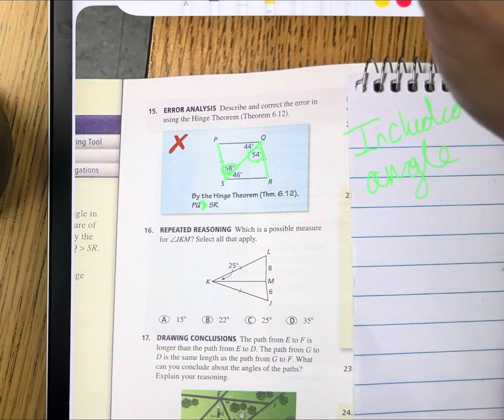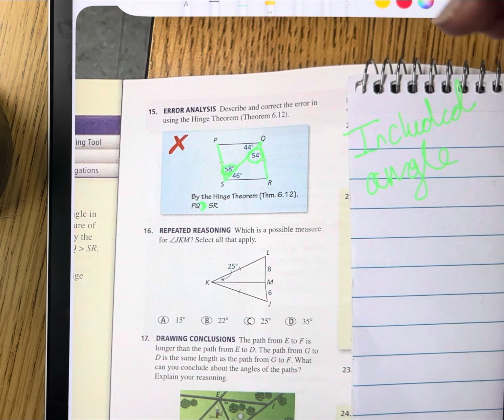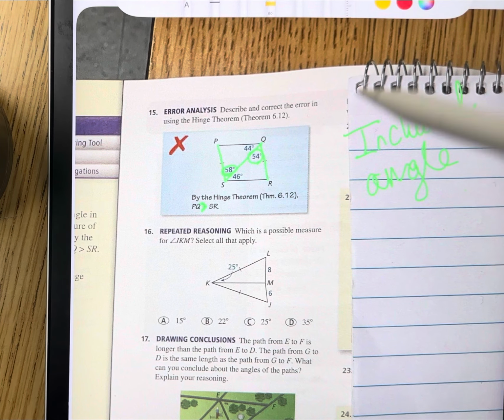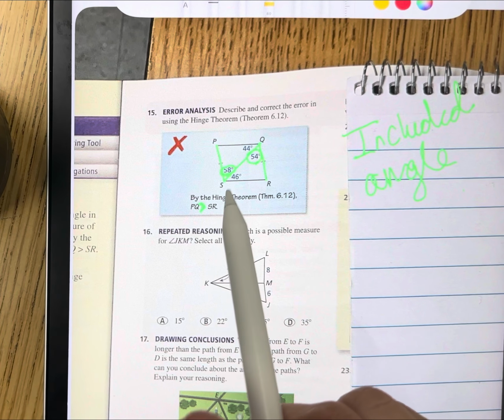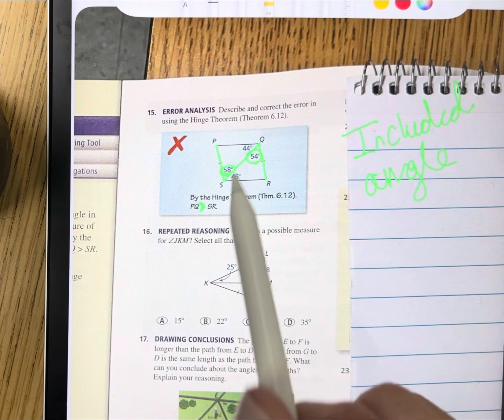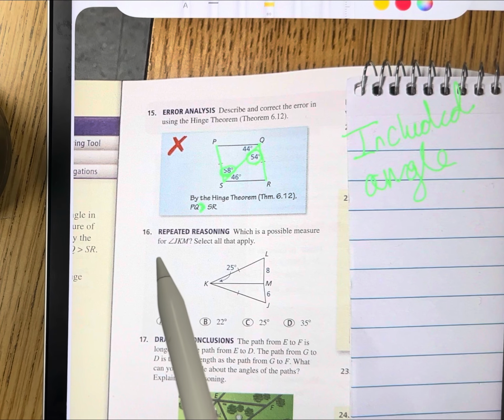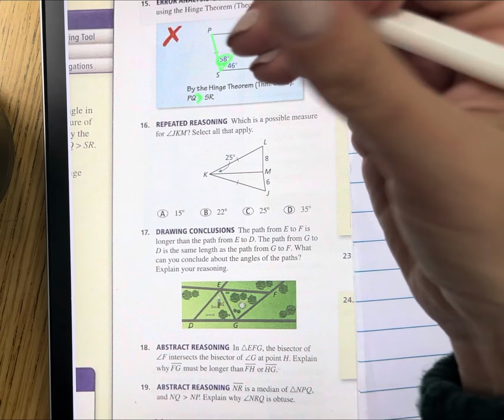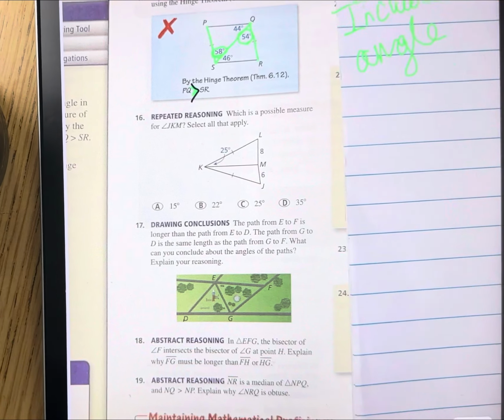Okay, so why did they make the mistake of saying less than? My guess would be that they looked at the angle that was not the included angle, and it doesn't work that way. Okay, so that's number 15. This should have been greater than.